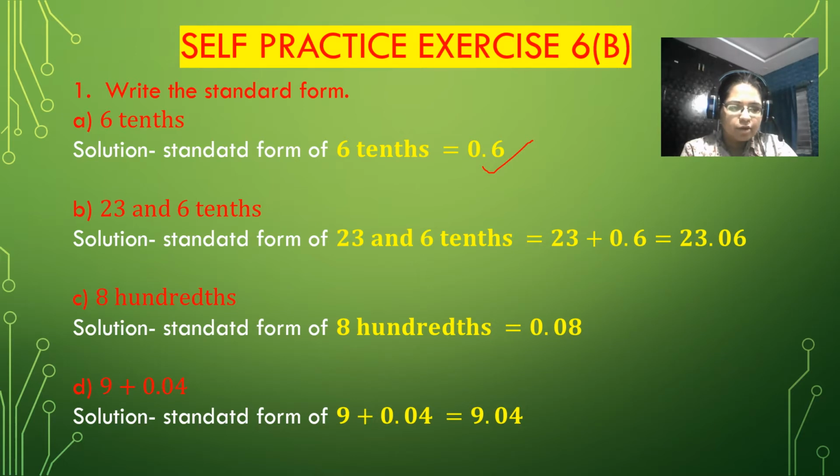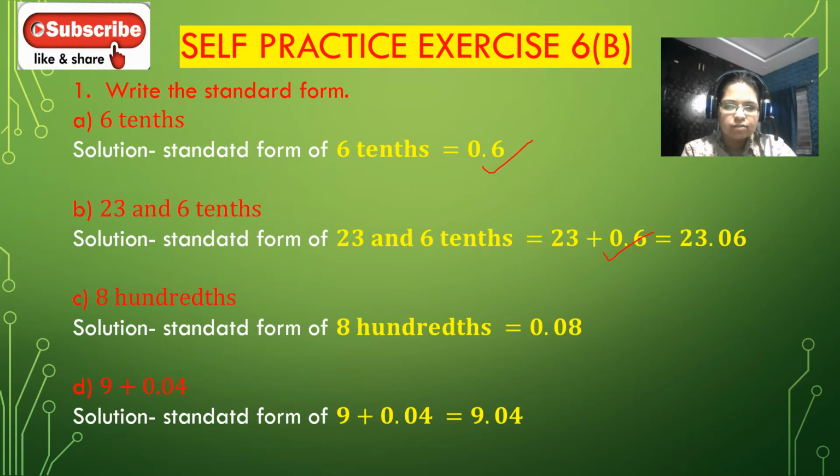Second bit B, 23 and 6 tenths. Standard form of 23 and 6 tenths is 23 plus 0.6 equal to 23.6. So 23 and 6 tenths is 23.6. Third bit, 8 hundredths.